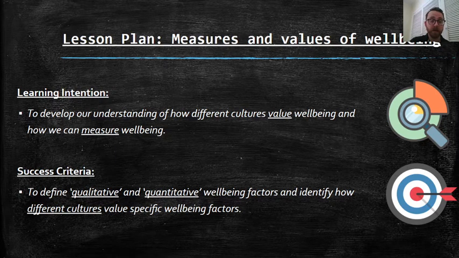So we need to understand what human well-being is, but to improve it, we need to be able to measure it because we don't know if it's good or bad. And if we don't know if it's good or bad, we can't figure out the problem and how to fix it. So our success criteria is to define two types of measurements for human well-being, which are qualitative and quantitative well-being factors, and identify how different cultures around the world value specific well-being factors.